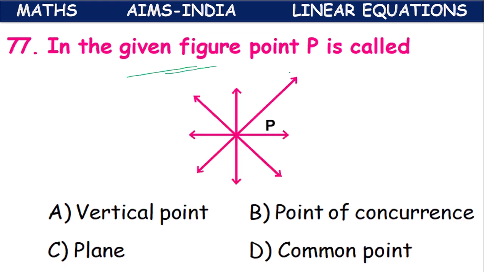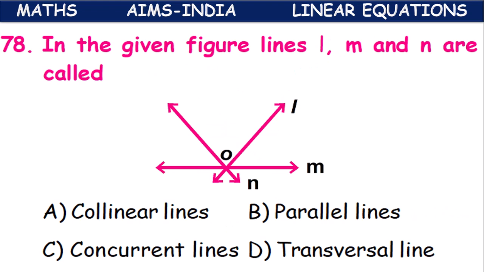In the given figure, point P is called. Yesterday we got this question. All lines are passing through the same point. They are called concurrent lines, and the point is called the point of concurrence. In the given figure, lines L, M, N are called. All are passing through the same point O. So they are called concurrent lines.